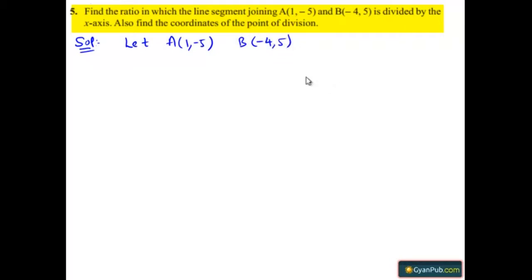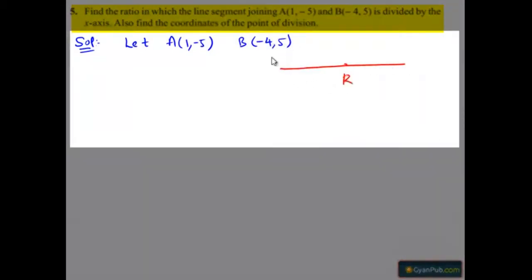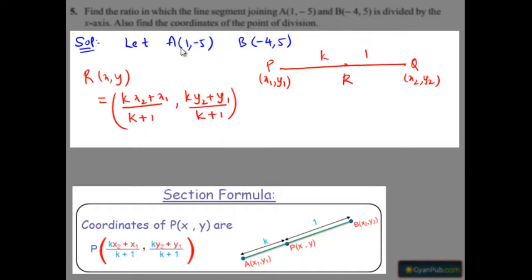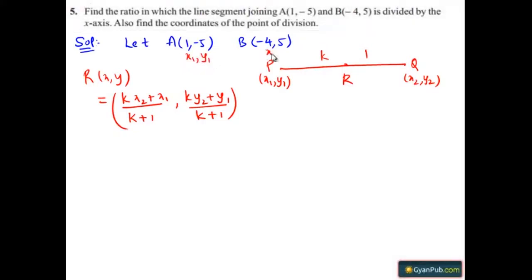We know that the coordinates of the point R, which divides the line segment joining P(x1, y1) and Q(x2, y2) in the ratio k is to 1 internally, is given by R(x, y) = ((kx2 + x1)/(k + 1), (ky2 + y1)/(k + 1)). Here we can represent point A as (x1, y1) and the point B as (x2, y2).